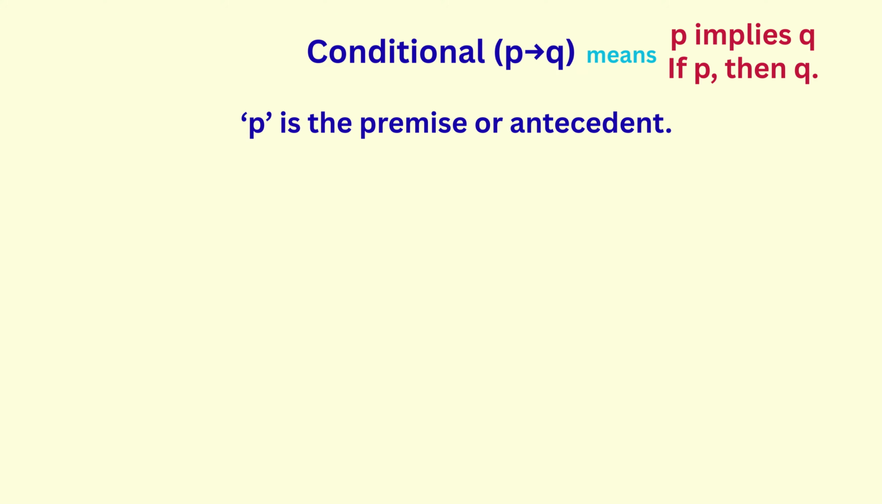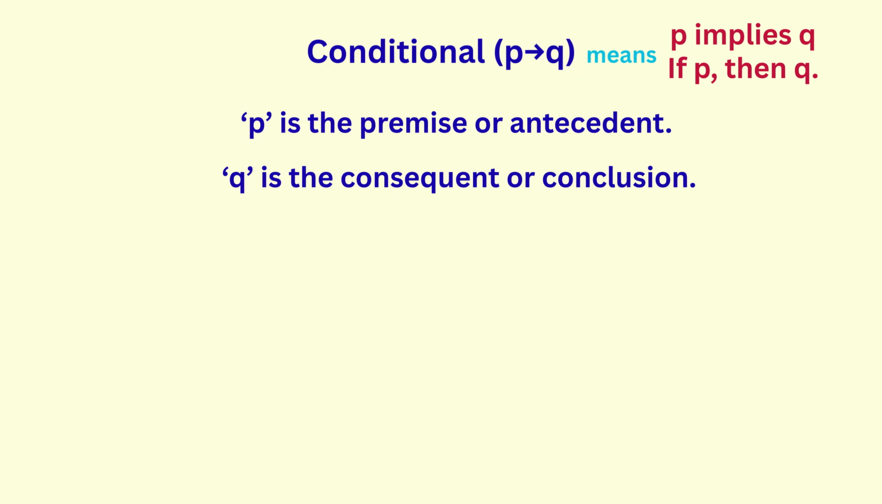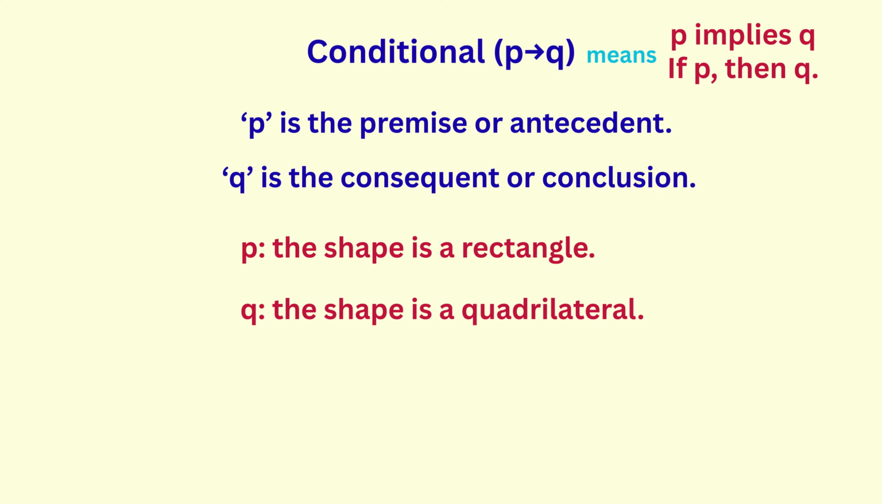A conditional statement describes the relationship between two events, P and Q, based on certain conditions. It's also known as P implies Q, or "if P, then Q." This is because it states a specific situation called a premise or antecedent, represented by P, and then explains what can happen, or what conclusion Q, called a consequent, can be drawn when that condition is fulfilled. For example, let the statement "the shape is a rectangle" be P, and let the statement "the shape is a quadrilateral" be Q.